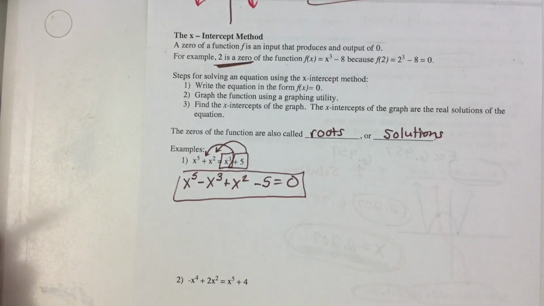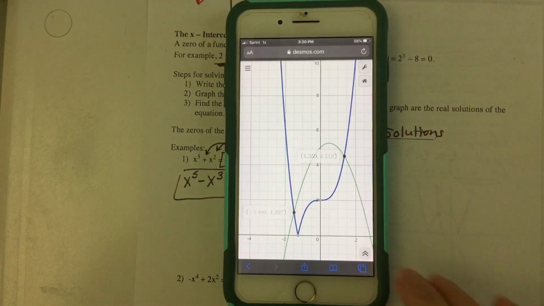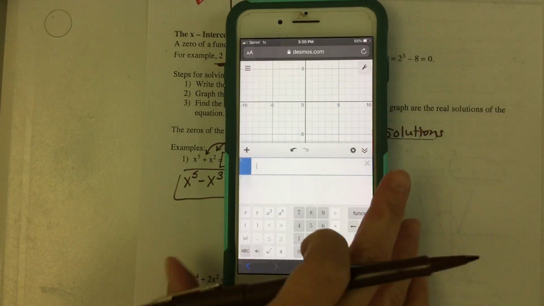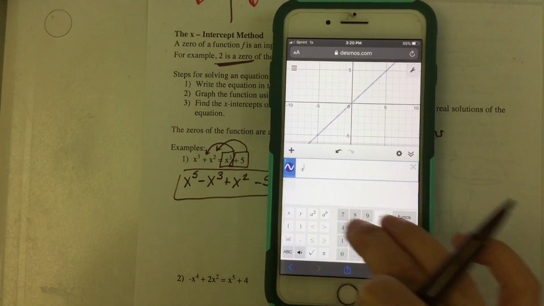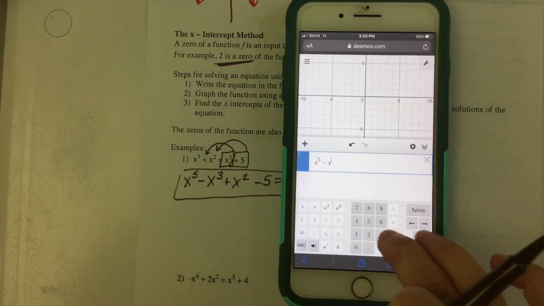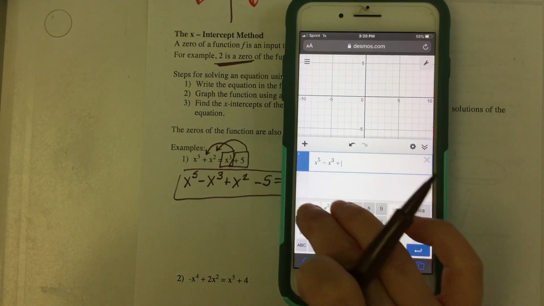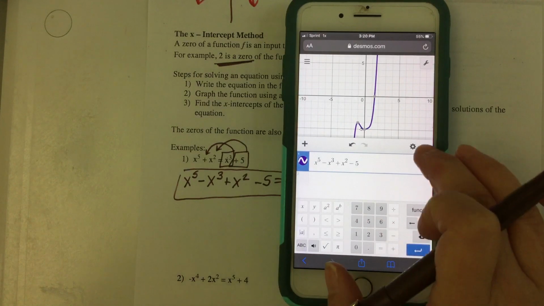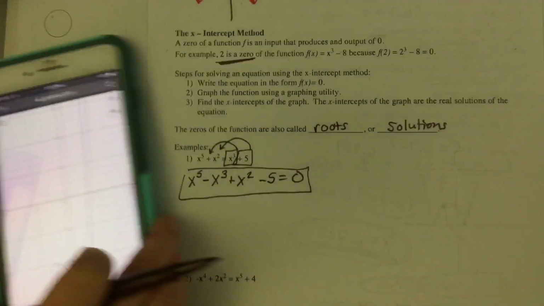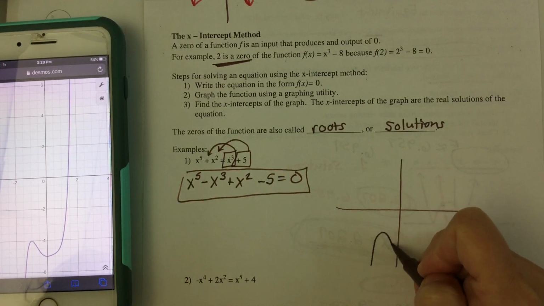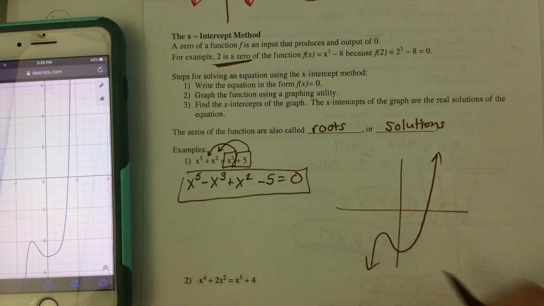Now you graph it using a graphing utility. So here's Desmos. Go ahead, I'm going to cancel out the last two, hit home to reset my window. I have x to the power of 5 minus x to the power of 3 plus x to the power of 2 minus 5. Now here is your graph. So now we'll sketch it. So I went ahead and I have a graph that looks like this.